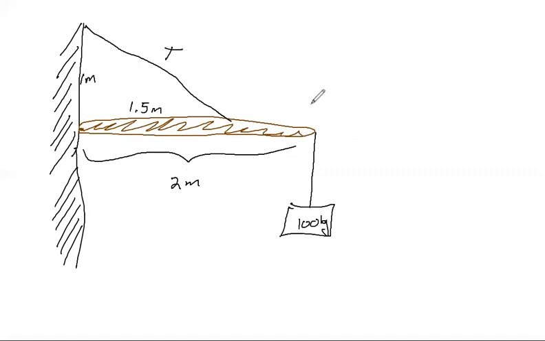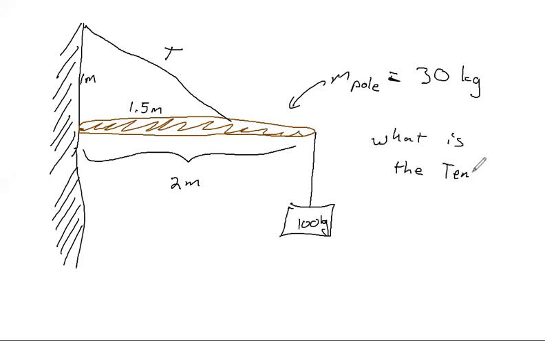I'm going to say that the mass of the pole is 30 kilograms. So what I would like to know is, considering that we assume that this is not moving, it's stationary, so it's in equilibrium, what is the tension on the wire? Okay, that's what I would like to know. What is the tension on the wire?